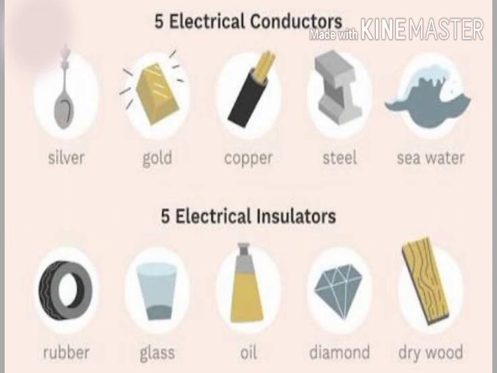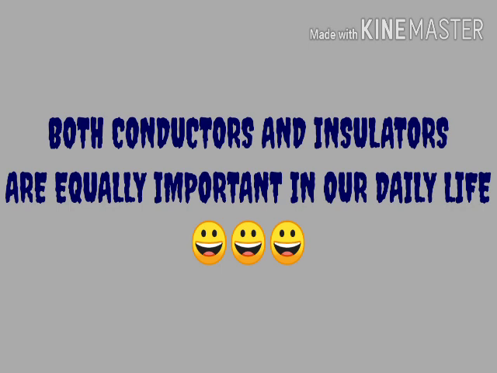Now, conductors and insulators are equally important for us in our daily life, okay? Switches, electric plugs, and sockets are made of conductors. On the other hand, rubber and plastics are used for covering electrical wires, plug tops, switches, and other parts of electrical appliances which people might touch. That is why you have seen in our houses wirings are covered with plastic or rubber coatings.